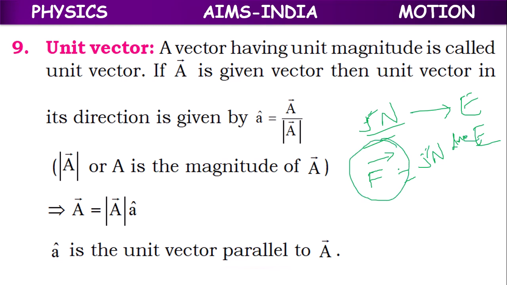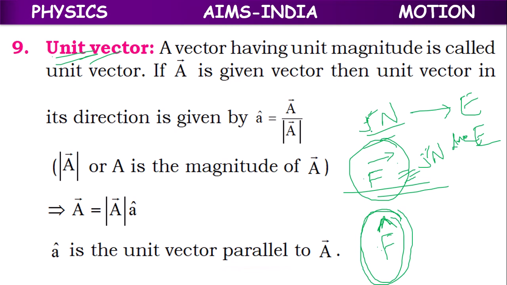For any vector, we can calculate its unit vector. For this force vector, if you want to calculate the unit vector, F cap means the unit vector of that particular force vector. So this is called the unit vector of the force vector, whose magnitude is 1 unit.